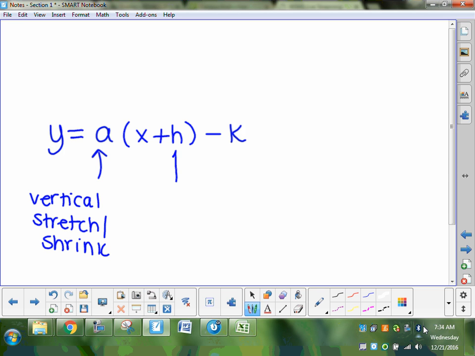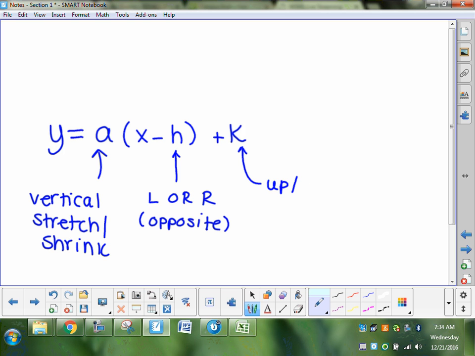This over here, the H and the K, is left and right movement. This one is going to be counterintuitive because it's going to be opposite. Well, sorry, this should be minus H and plus K. When we do these out, this is always the opposite of what you would think it is. So this is left or right. And remember, it's the opposite of whatever the sign is. And over here, this K value is going to control your up and down.